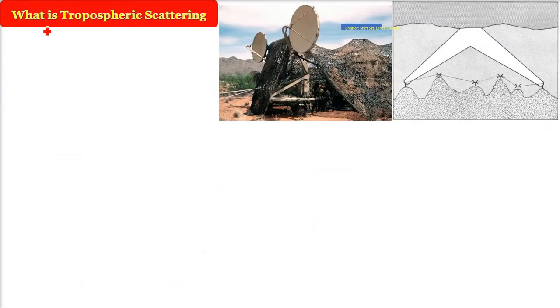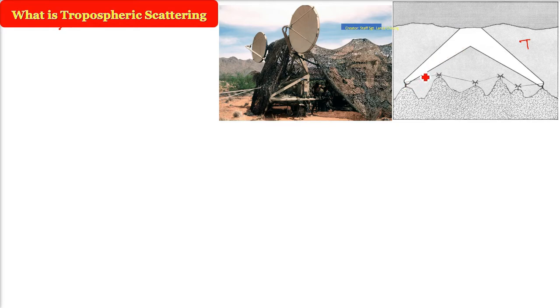What is tropospheric scattering? Now you see here, Earth, the atmosphere has different layers. The lowest layer is the troposphere. It starts from around 8 kilometers and goes up to 14 kilometers. All the different kinds of weather formation activity happen here.